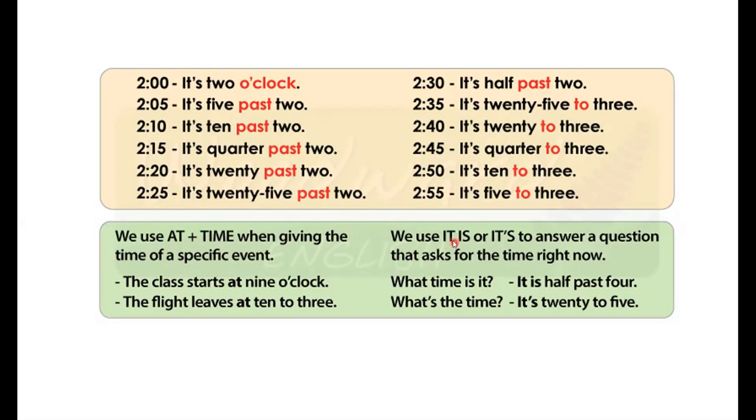Ya en cambio, el it is or it's lo voy a utilizar cuando yo respondo preguntas por las cuales quieren saber el tiempo o la hora en el momento. ¿Ok? So, what time is it now? ¿Qué hora es ahorita? What time is it? You can tell me it's 5 to 9, for example. Or it's 2 to 9. Faltan 2 a las 9, por ejemplo. What's the time? De las dos maneras puedo preguntar yo. Y las dos son válidas. It's 20 to 5. ¿Ok?